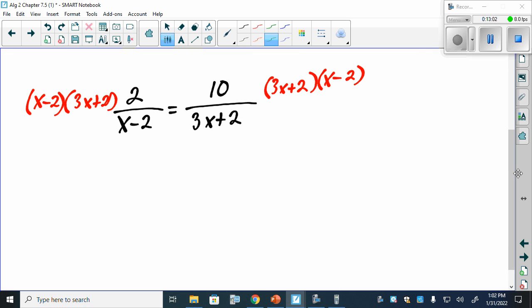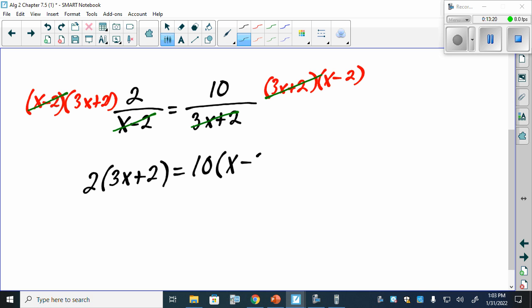We could go on and do the elimination here, that the x minus 2 and x minus 2 would cancel. Here, the 3x plus 2 and 3x plus 2 would cancel, leaving us with 2 times 3x plus 2 is equal to 10 times x minus 2. I rewrote it out the first time so that I could show that process of it simplifying out. And now that we see that and understand how that works, we don't have to rewrite it again.